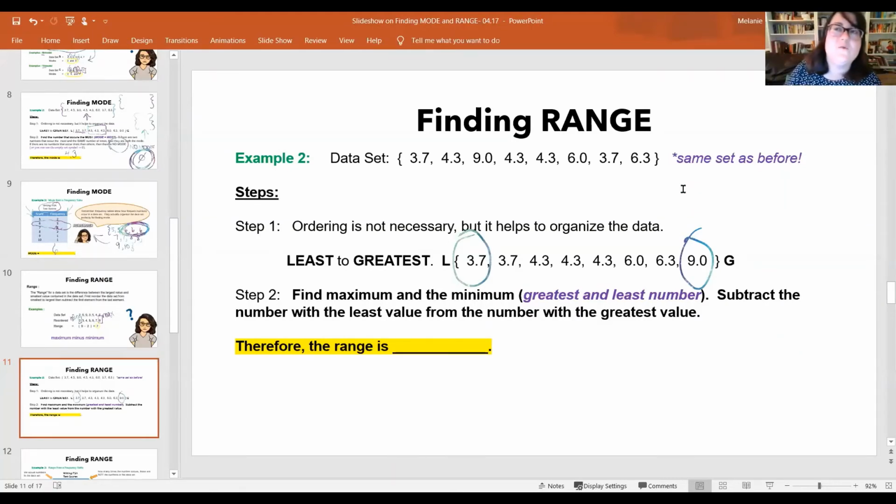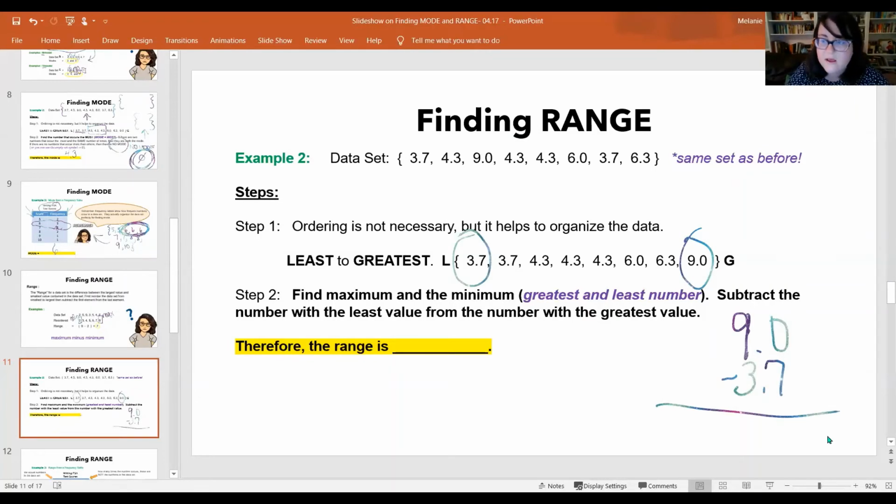Some people said it's 12.7. Someone said it was 2.5. So what is it? Let's see. All right, 9.0 minus 3.7. Remember, you're finding the difference, so that's subtraction. I need to move this little thing over here. All right, so you're finding subtraction.